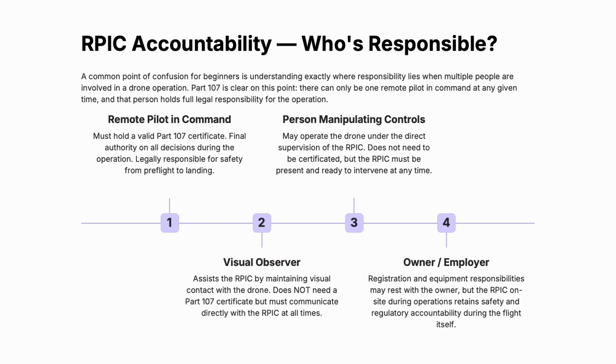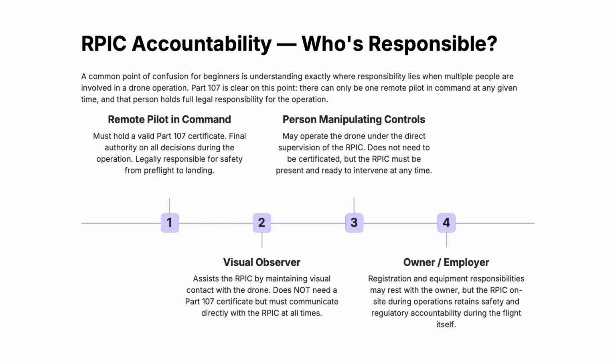A question beginners get tangled up on. When multiple people are involved in a flight, who's actually responsible? Part 107 is clear. There is only one remote pilot in command at any given time, and that person holds full legal responsibility. Let's walk through the roles. The remote pilot in command must hold a valid Part 107 certificate, has final authority on every decision during the operation, and is legally responsible for safety from pre-flight all the way through landing.